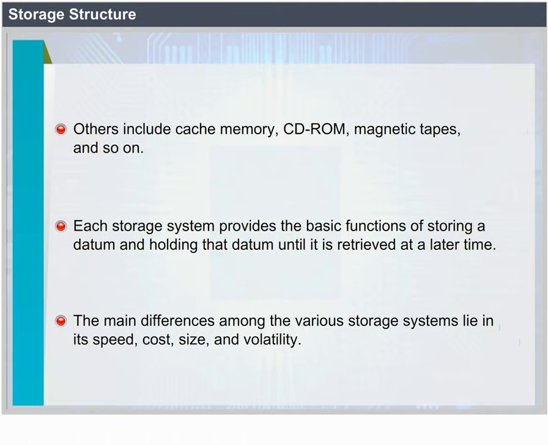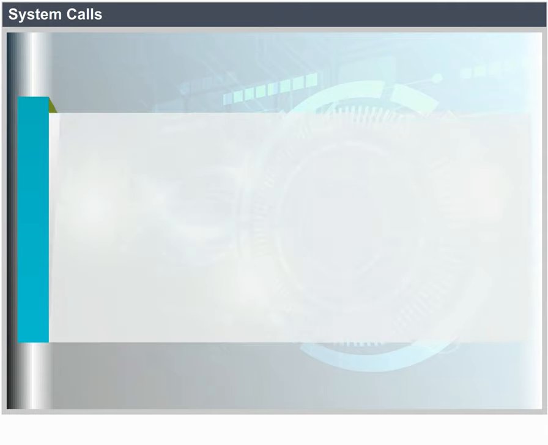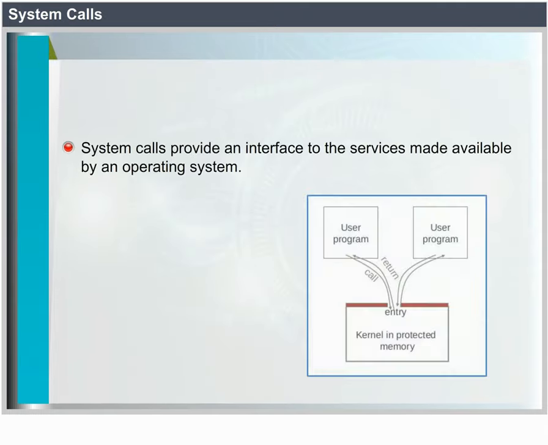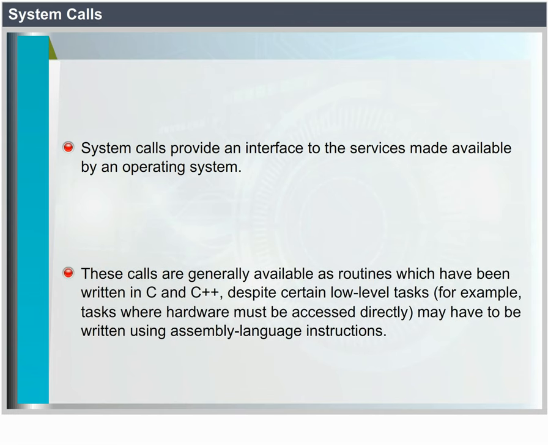System calls. System calls provide an interface to the services made available by an operating system. These calls are generally available as routines written in C and C++, although certain low-level tasks, for example, tasks where hardware must be accessed directly, may have to be written using assembly language instructions.